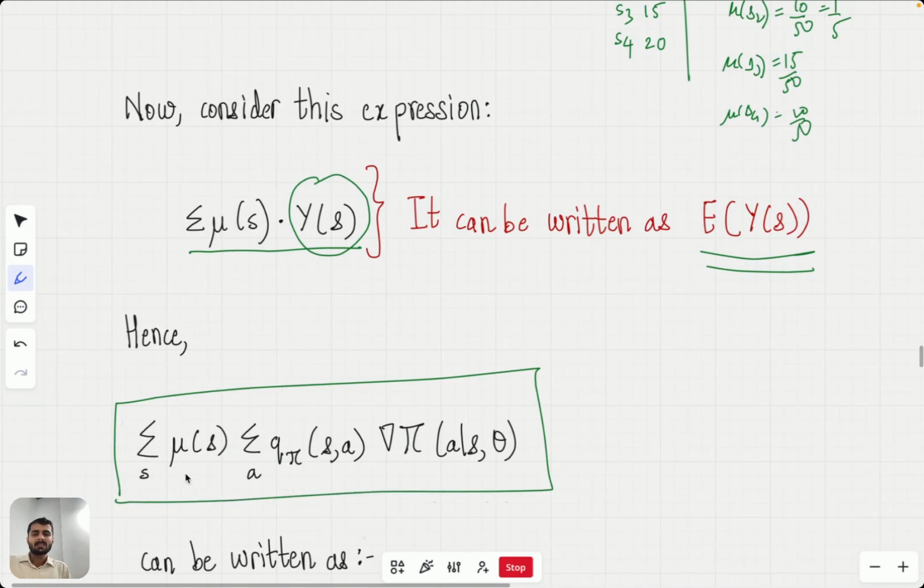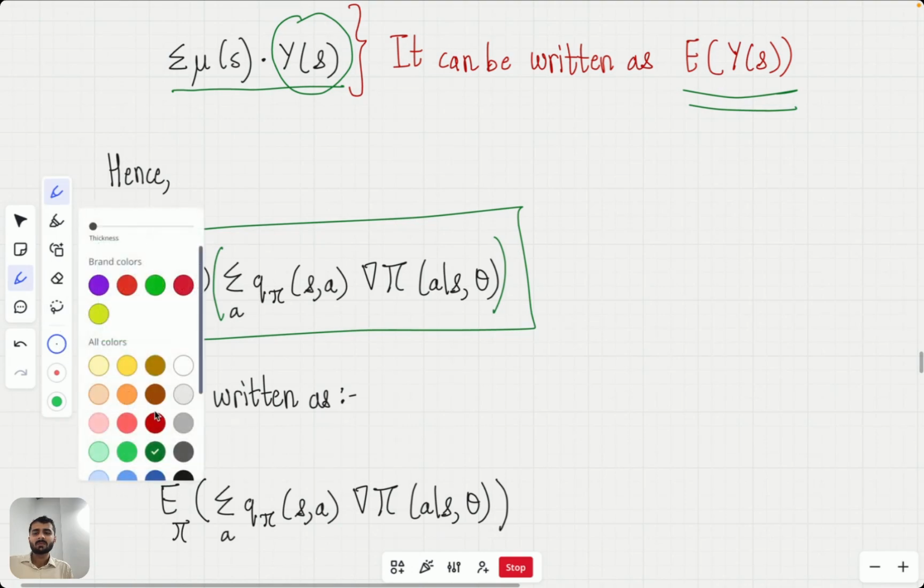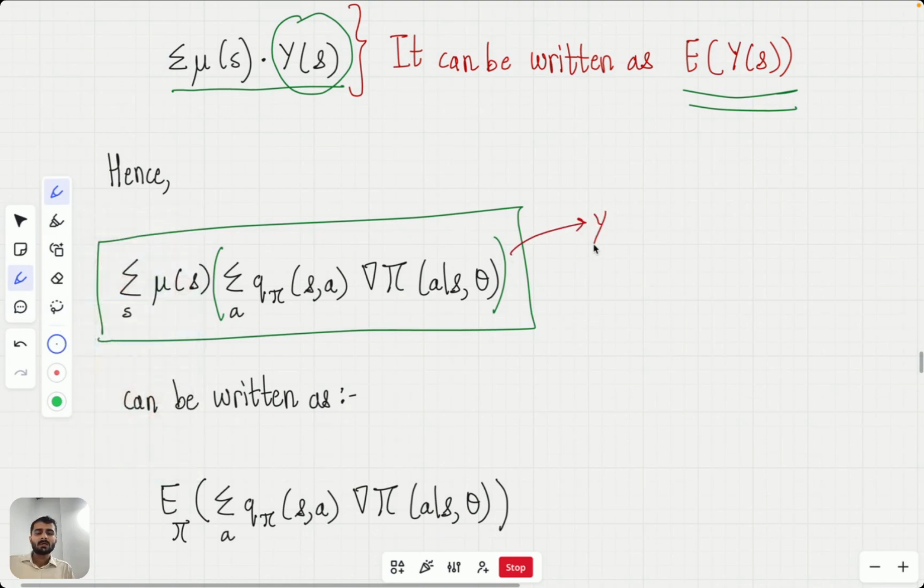Hence the above expression in the policy gradient theorem can simply be written as the expected value of whatever comes inside. So basically this is y of s now. So it becomes sigma mu of s times y of s, which is equal to the expected value of y of s, which is the expected value of whatever comes inside.